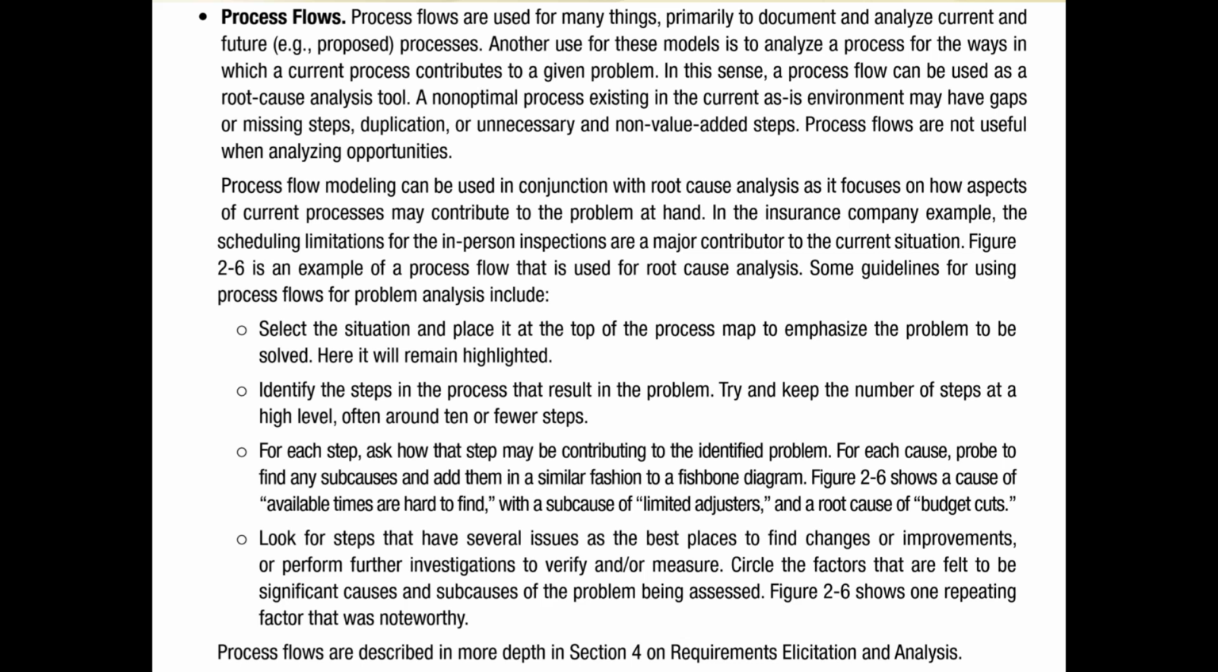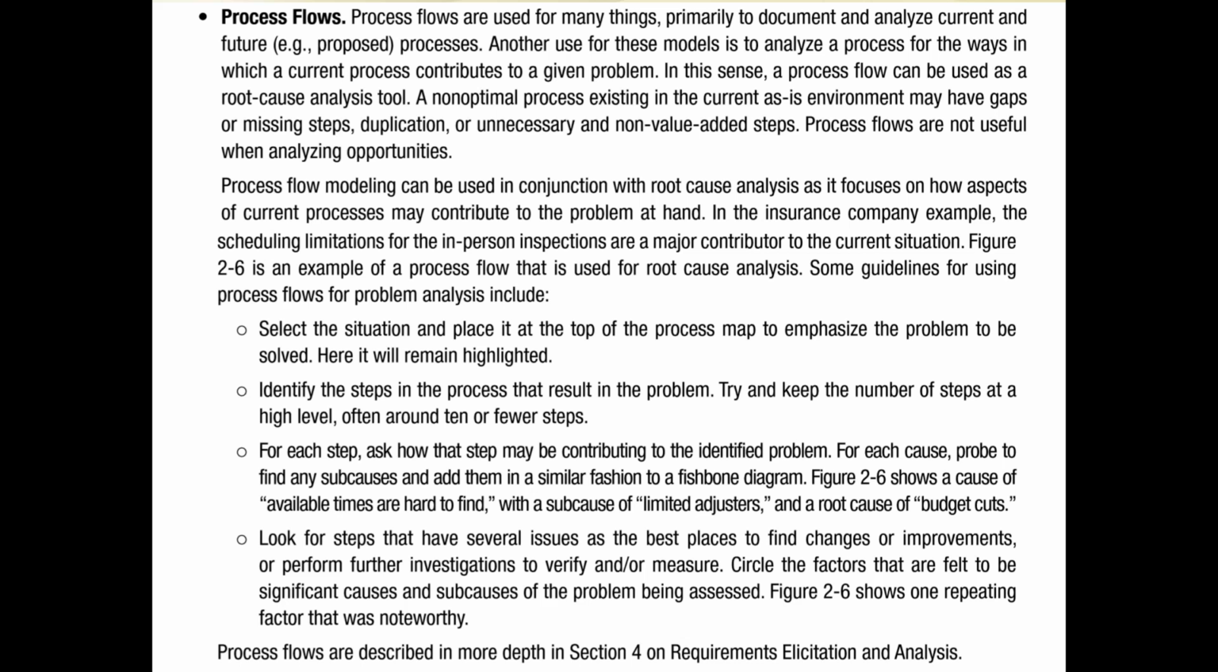Another use of these models is to analyze the process for the ways in which a current process contributes to a given problem. So process flows can also be used to identify the problem and the cause of that problem. So you have the process flow in front of you. You say the problem is coming at this spot. So what is causing that? So you can travel backwards in the process flow and see from where the problem is originating. So in this way, a process flow can be used as a root cause analysis tool.